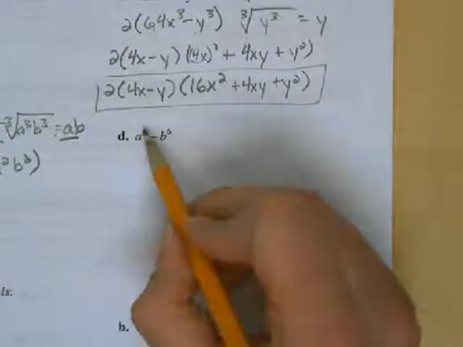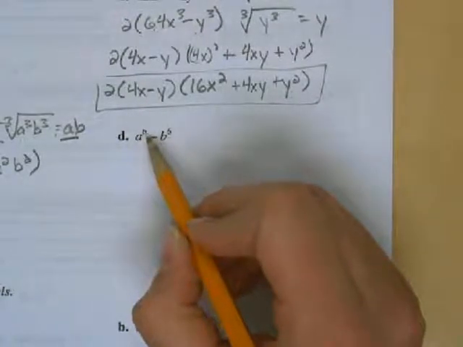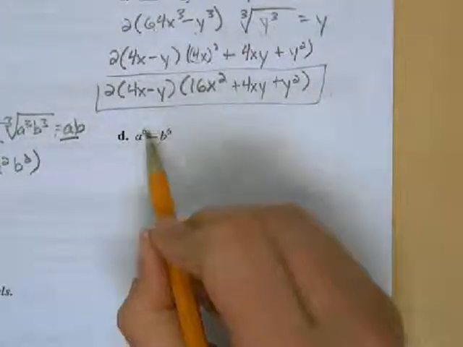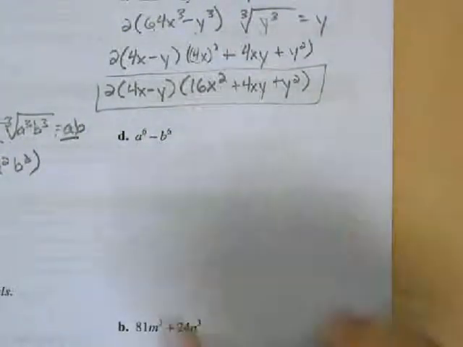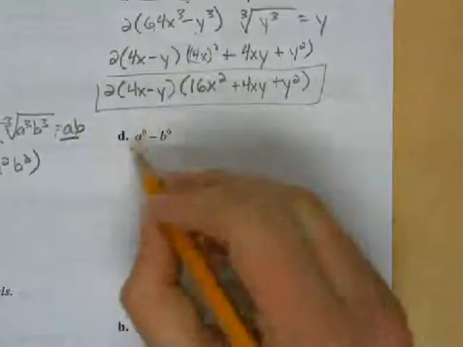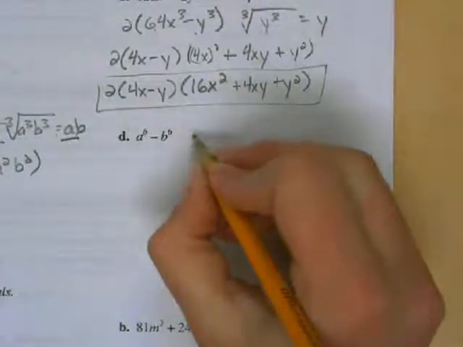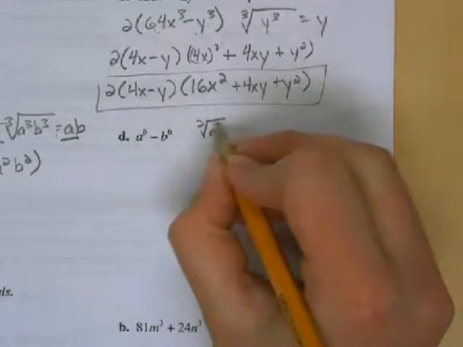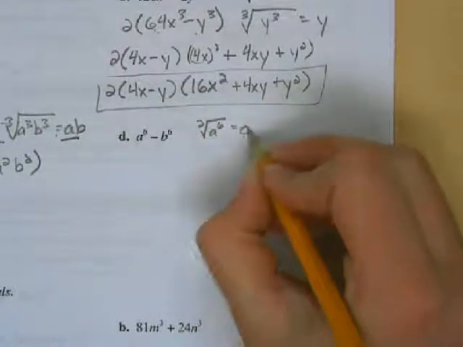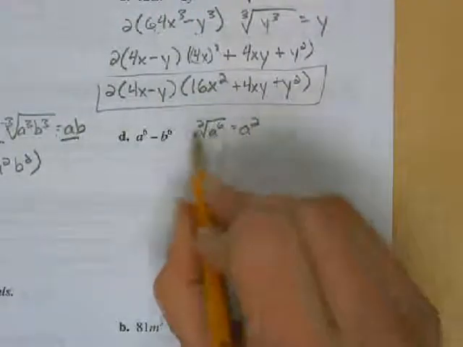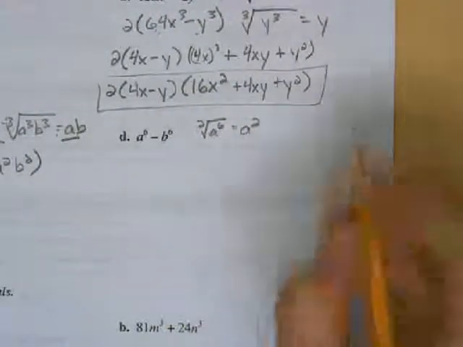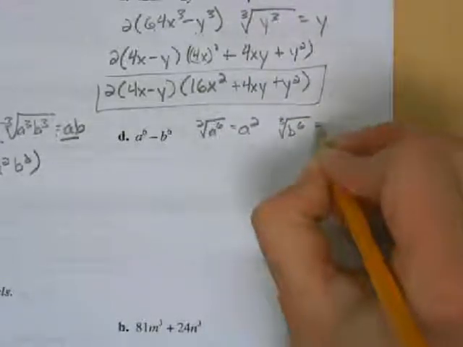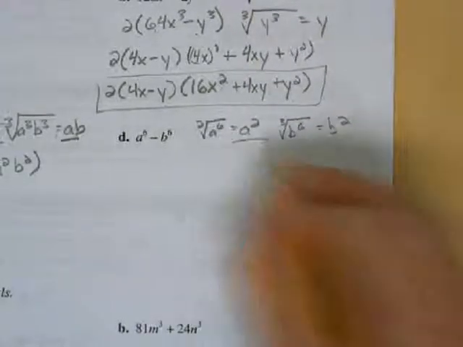So if there's a factor of 3, use the cubed formula. If it is a factor of 2, use the square formula. Always use the bigger of the 2. So starting with the cube root of a to the 6th is a squared. 3 goes into 6 twice. Just a review of those. So the cube root of b to the 6th is also b squared. So those are the 2 terms that I'm using.